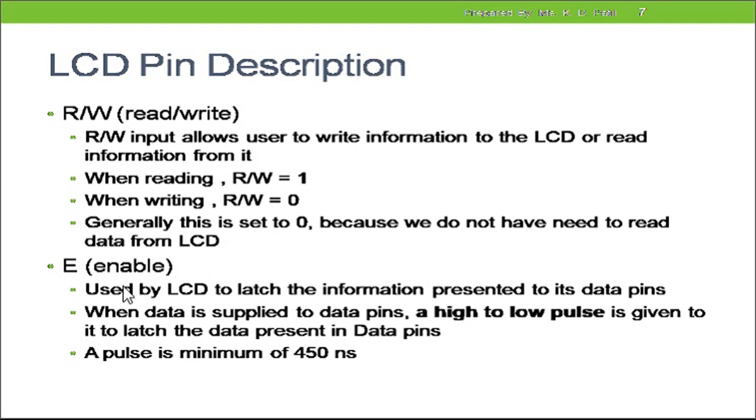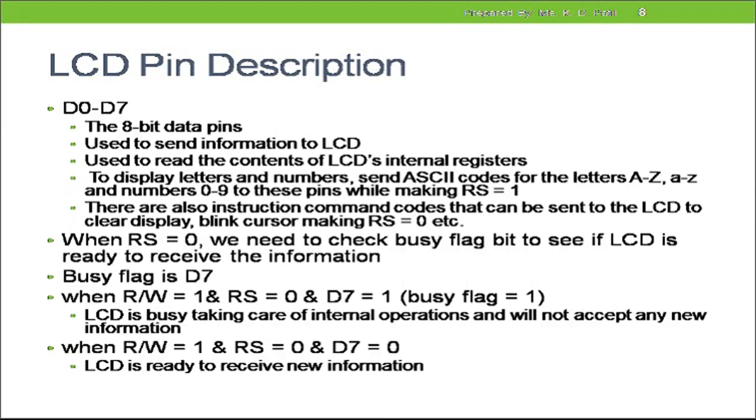The next pin is the enable pin. It is used by the LCD to latch the information presented to the data pins. When data is supplied to the data pins, that is, we have on our LCD D0 to D7 data pins, then a high to low pulse is given to latch the data present in the data pins, and a pulse of minimum 450 nanoseconds will be sent.